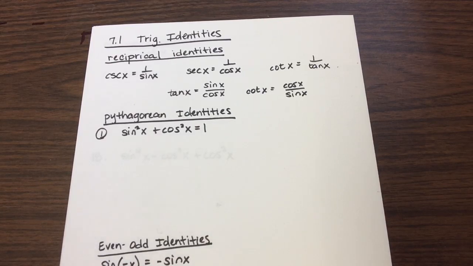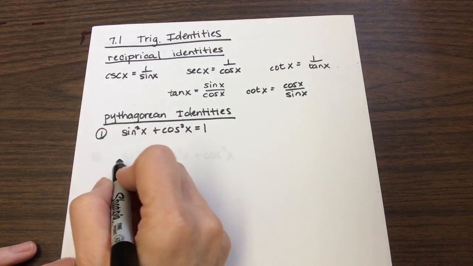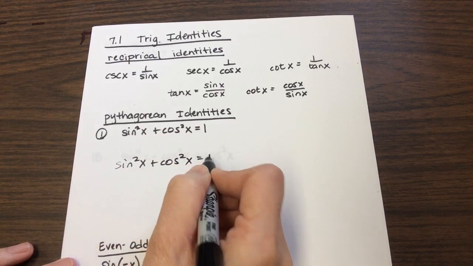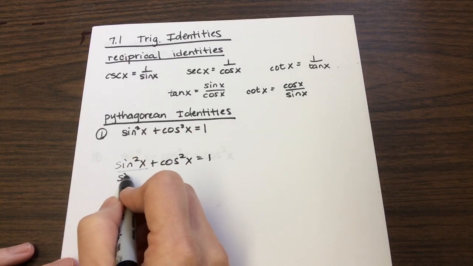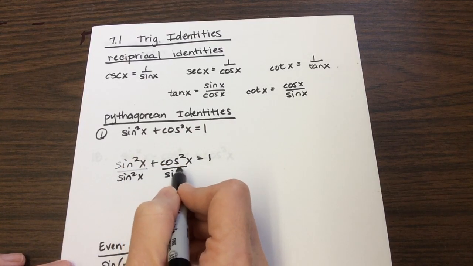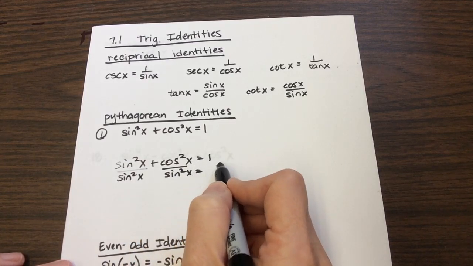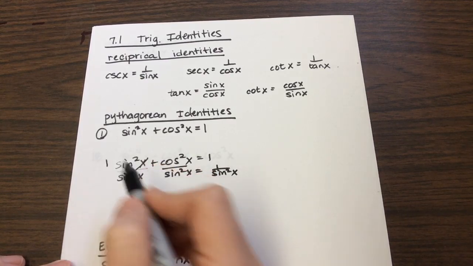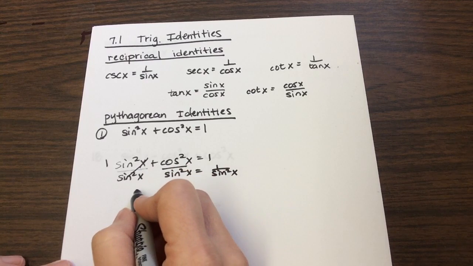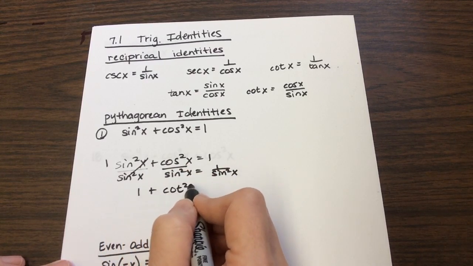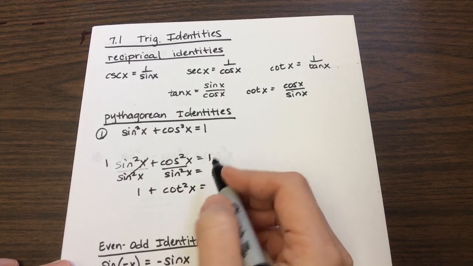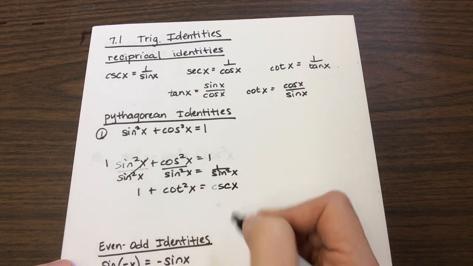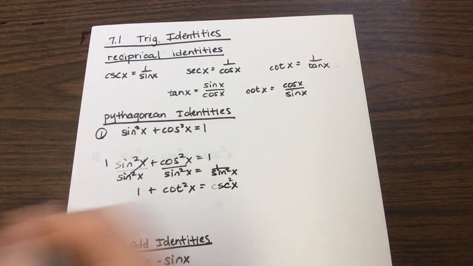So let's just suppose, let's take this same identity and divide everything by sine squared. Well, what would I have? That's 1. That we know is cotangent, so we've got 1 plus cotangent squared equals, and that's the reciprocal of cosecant squared, so that would just be that. Alright, so there's another one.